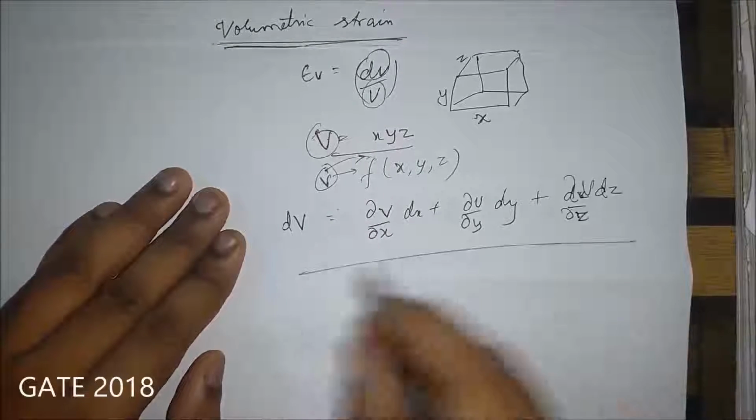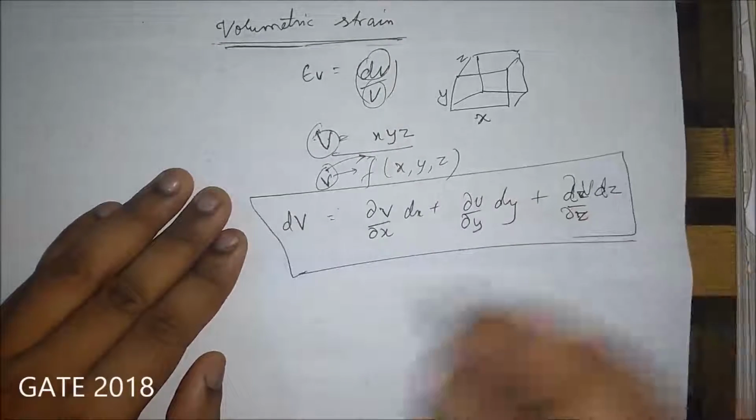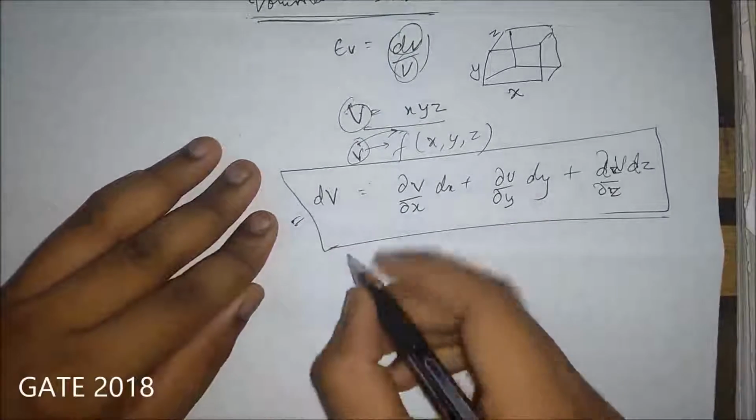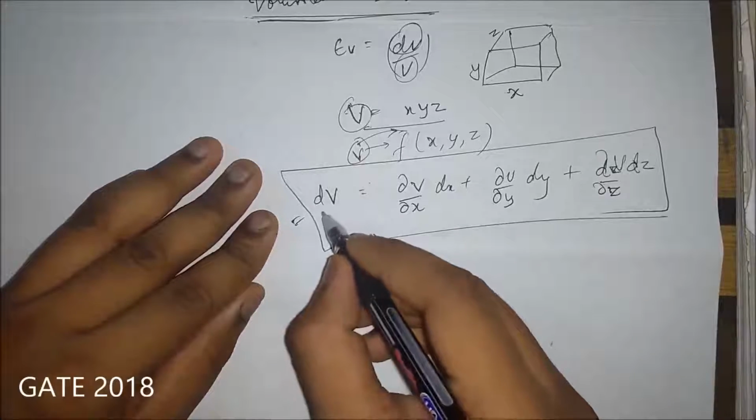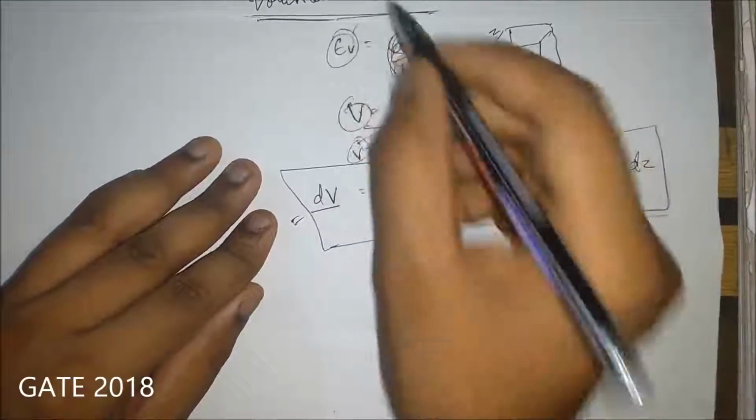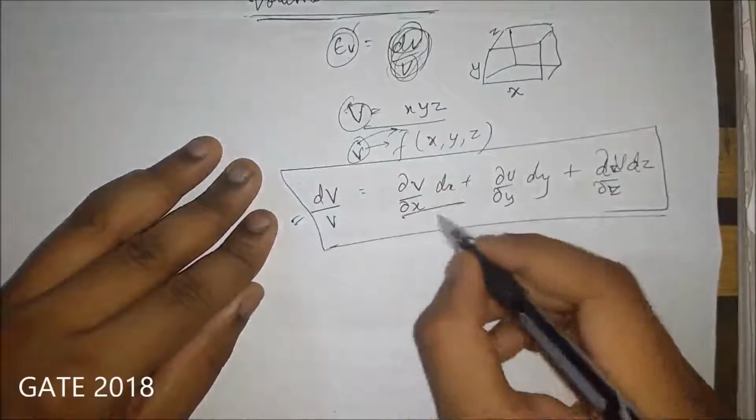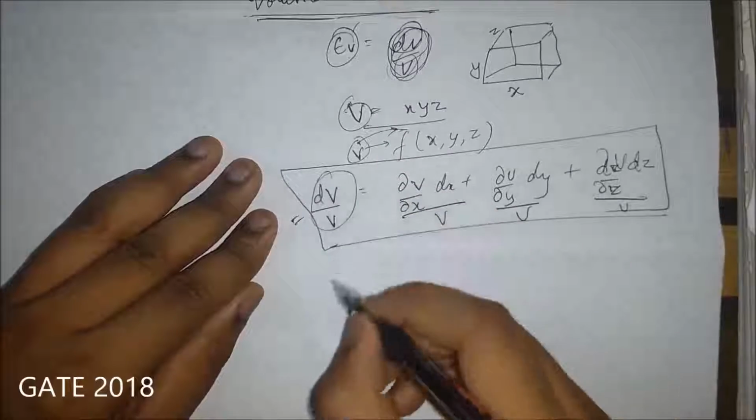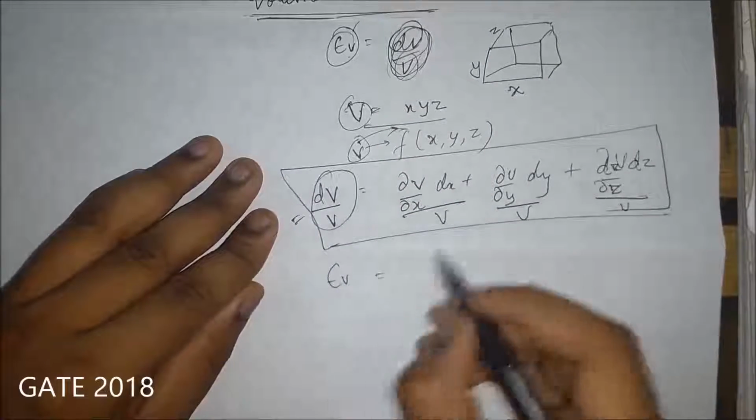Okay, this we will come across in maths, calculus. So after that, if you want to find dV by V, that is volumetric strain, divide the full thing by V, right, on both the sides, LHS and RHS. Now this will become volumetric strain.